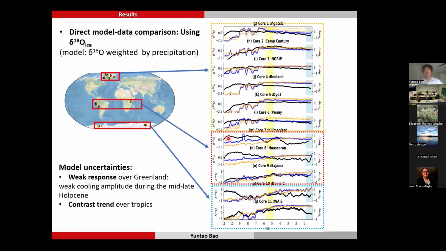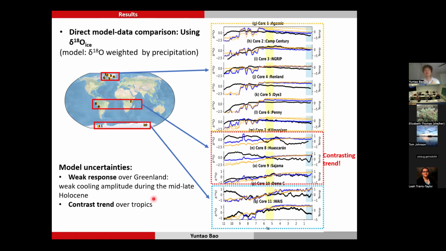You can see the tropical region shows a very similar decreasing trend to Greenland in proxies. But in our model, they show a little bit of an increasing trend. So this contrasting trend is actually very surprising. If the data weighting in precipitation is an indicator of temperature, we cannot explain this trend.